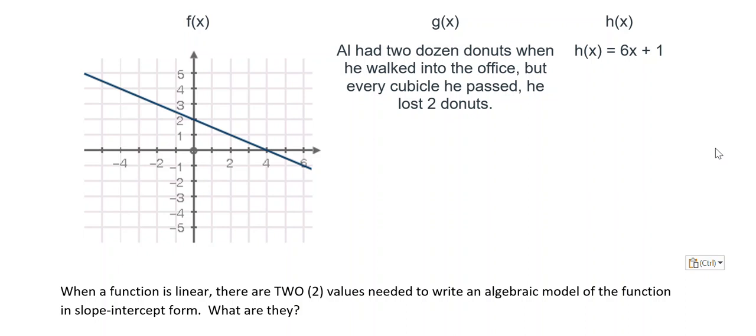Good morning. Let's talk comparing linear functions this morning. I am looking at three functions. f of x, g of x, and h of x is how we name the three functions and differentiate between the three functions. When a function is linear, as in this example, there are two values needed to write an algebraic model of the function in slope-intercept form.